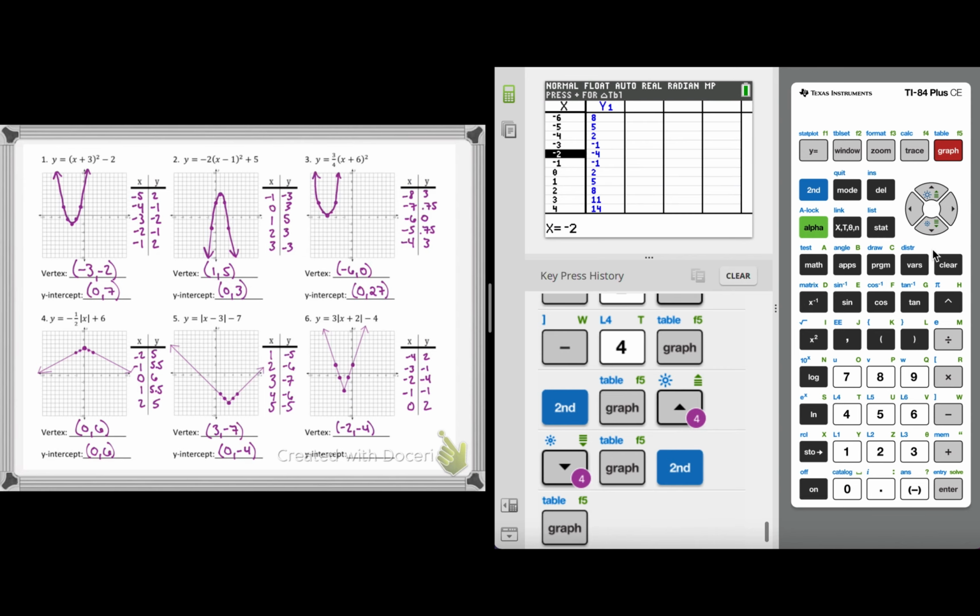My y-intercept, again, the x value has to be 0. That means we get a y value that corresponds with a 2. Y-intercept is 0, 2, which also happened to be one of the points in our table, so that lines up really nicely. So hopefully that was a thorough enough walkthrough on how to use your calculator to graph these functions.